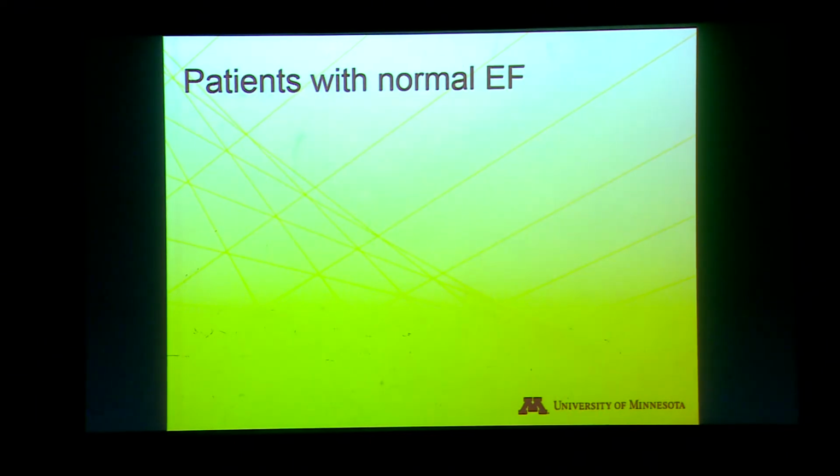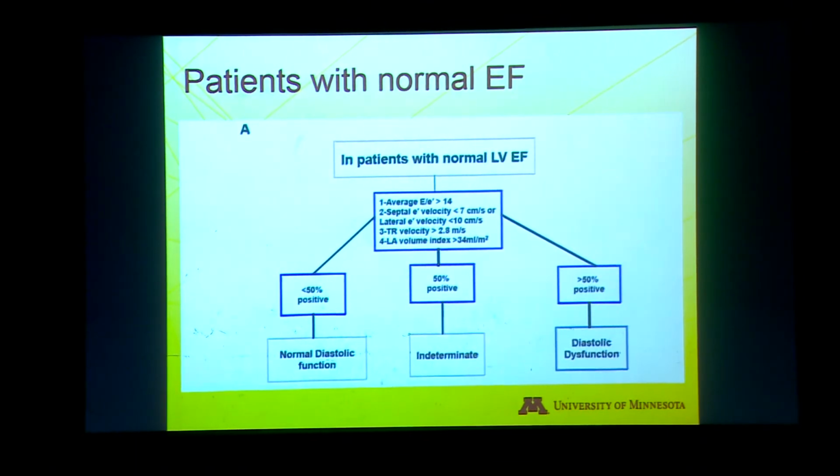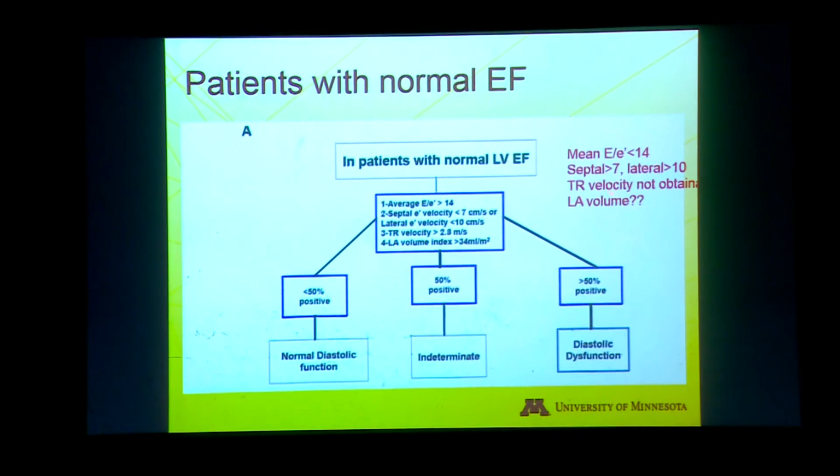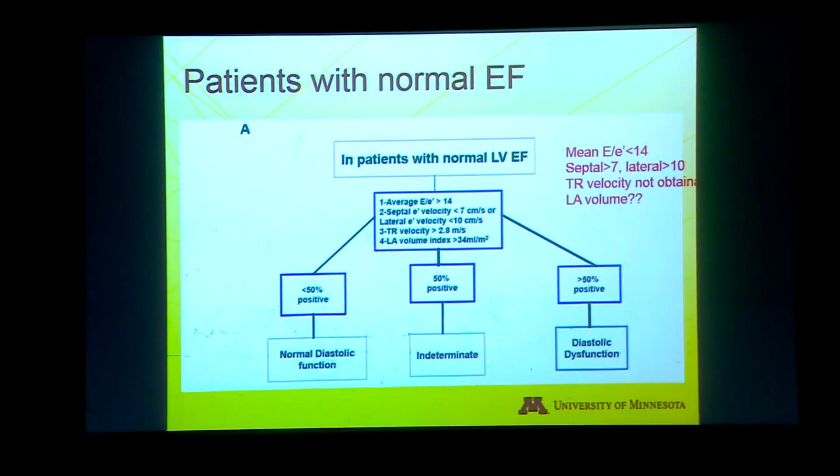Let's go back to that algorithm then. So this is our algorithm. What numbers did we have? E by E prime less than 14, septal E prime 7 and lateral 10, TR velocity not obtainable in this patient, right?